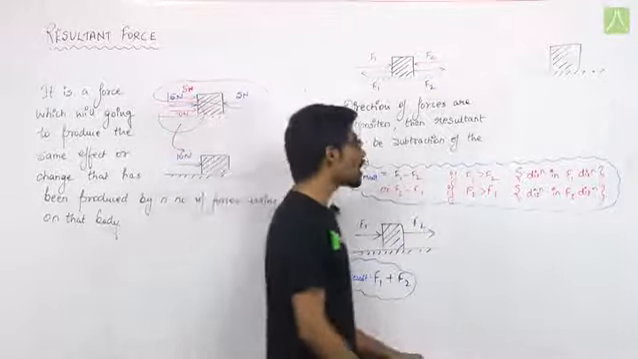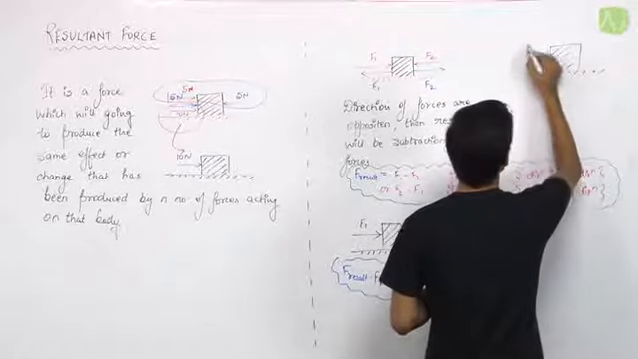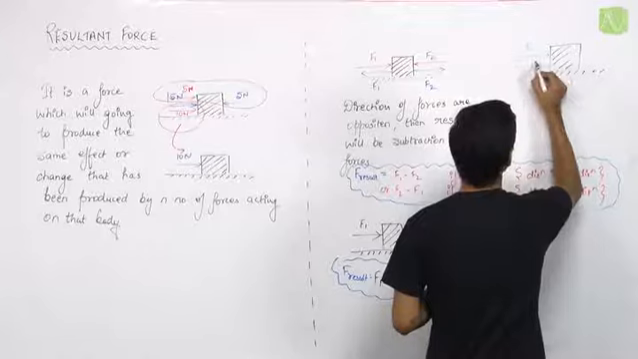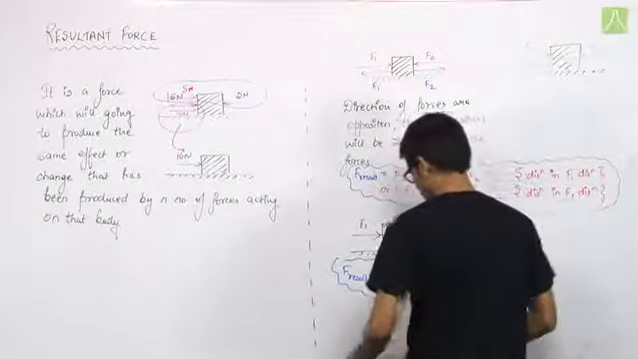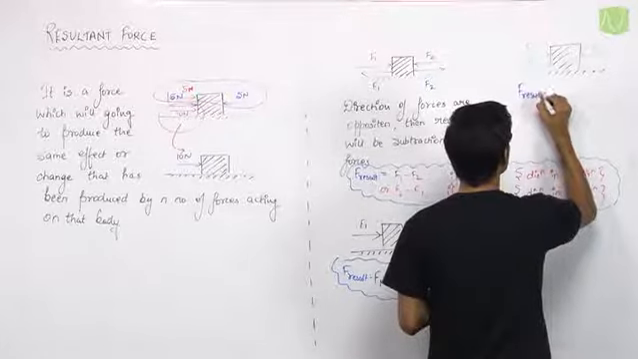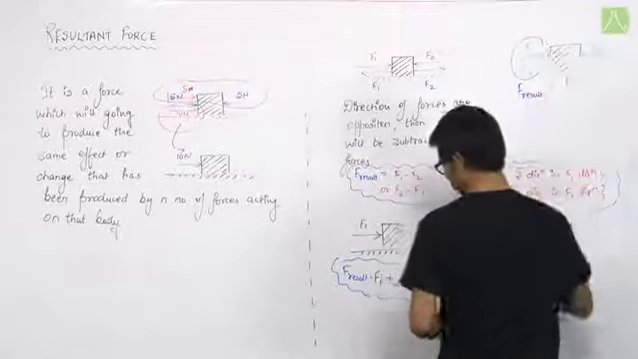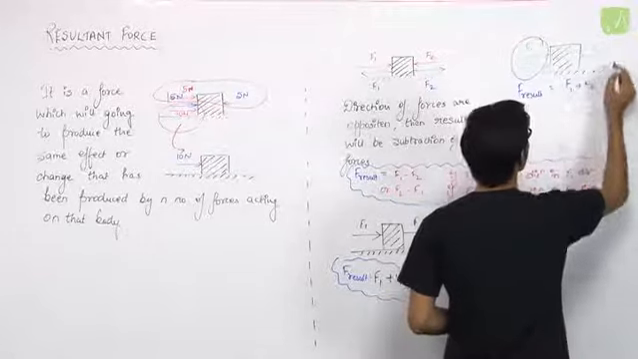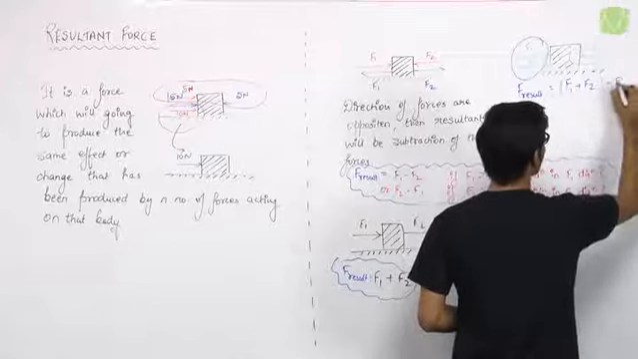Now if there is a box and there are n number of forces acting on it like this, F1, or let us say two forces are acting, F2 and there is one F3, what will be the F resultant? See, these two forces are acting in the same direction, so I will add them, so it will be F1 plus F2, and this force is acting in the opposite direction, so I will subtract it from this.